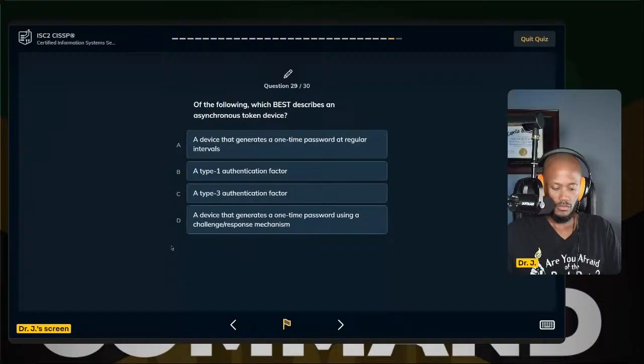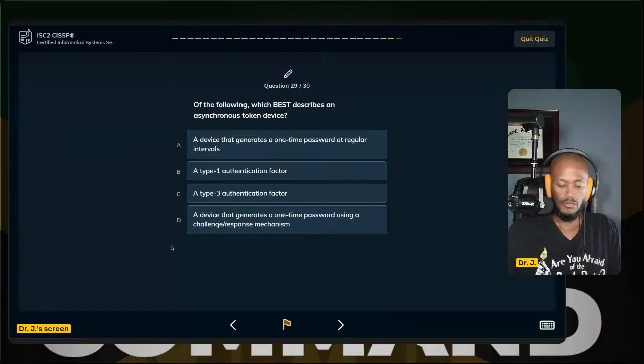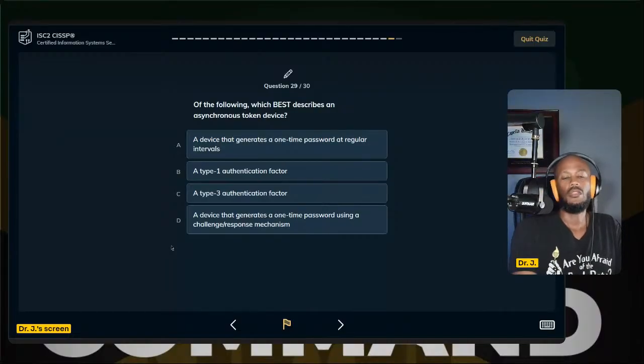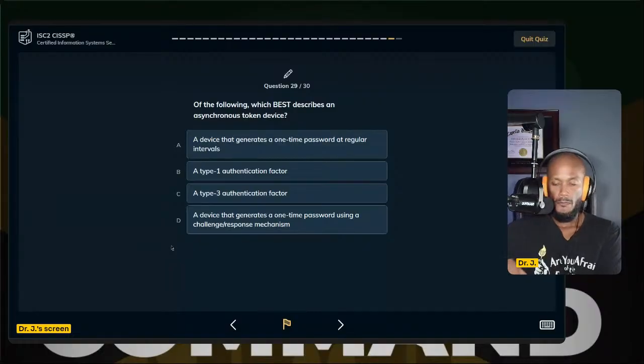I would say D, because at regular intervals, you need an NTP, which is pretty much syncing to something, an NTP server or something. So I'll throw that out. You say you're going with Bravo? I said D. Oh, D. Device generates a one-time password using a challenge response mechanism.